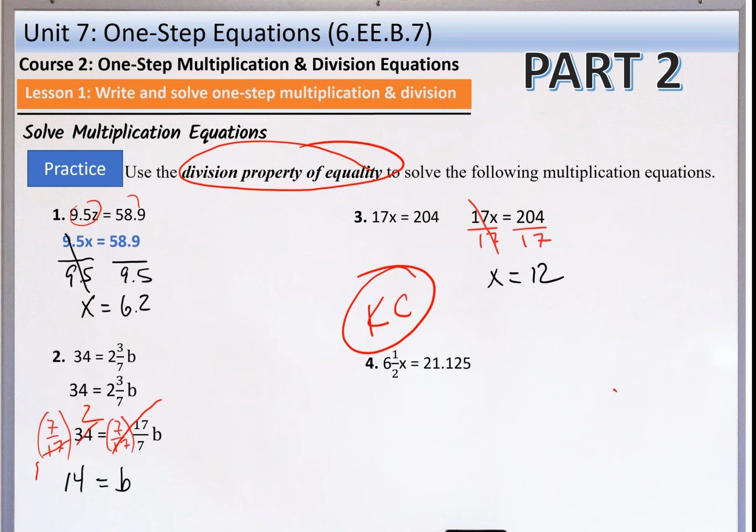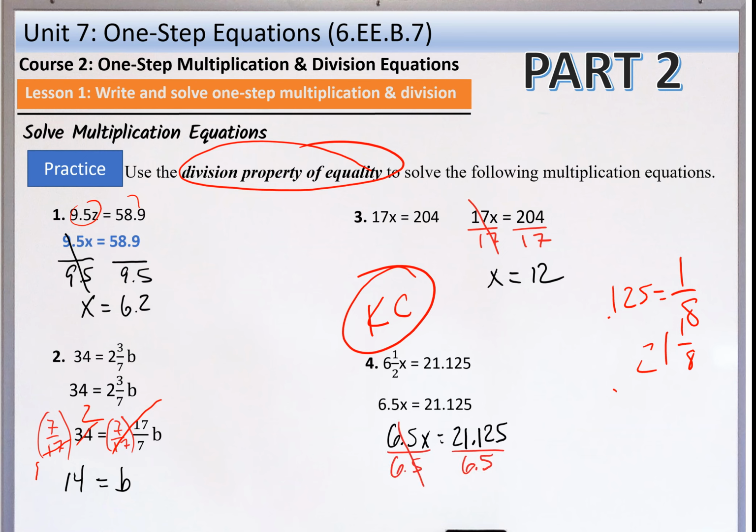All right, so we have 6.5 times x equals 21 and 125 thousandths. Now, a shortcut: we should know 125 thousandths is equal to 1/8. So you could convert your decimal to a fraction or your fraction to a decimal. I decided to convert my fraction to a decimal, so 6.5 is 6 5/10. Divide both sides by 6.5. And my answer is 3 25 hundredths.